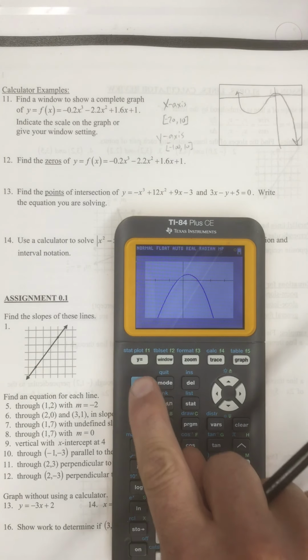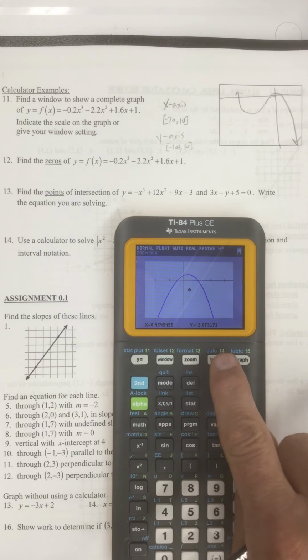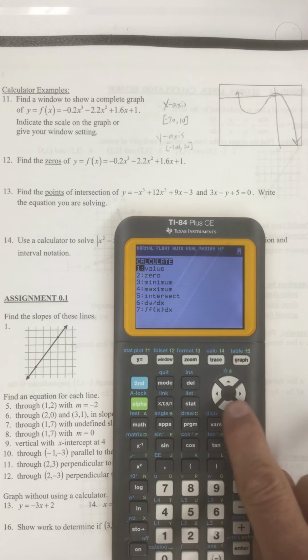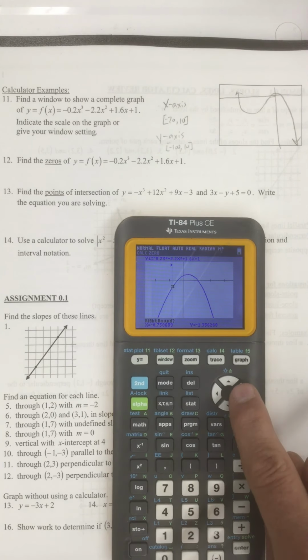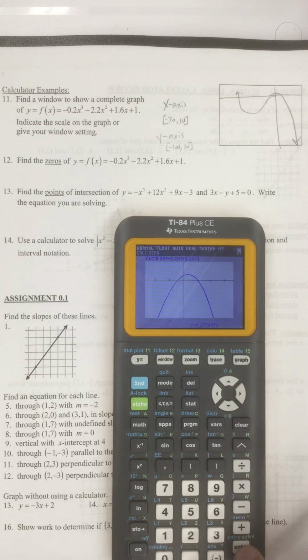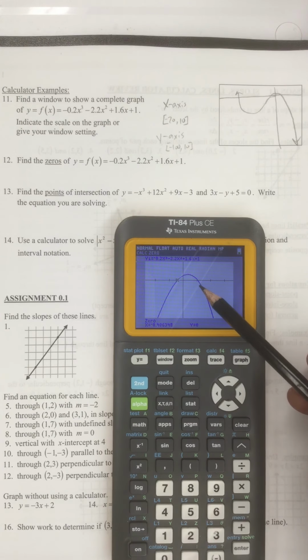So I'm going to use that calculate menu again, second calc, zero, answer the questions, left bound. I'm going to find this one on the left first, so get to the left of it, enter, right bound, enter, guess, enter. Okay, so the second zero, notice in this one it did round it off to y equals 0, but the x, the zero is negative 0.406. Go ahead and pause this and find that last one. Find this one over here on the right just to practice and make sure you know how to do it.